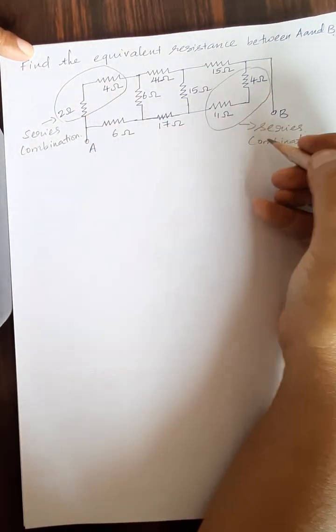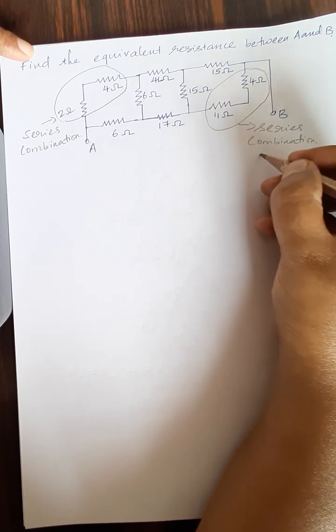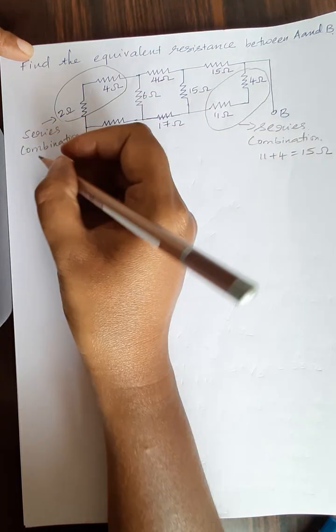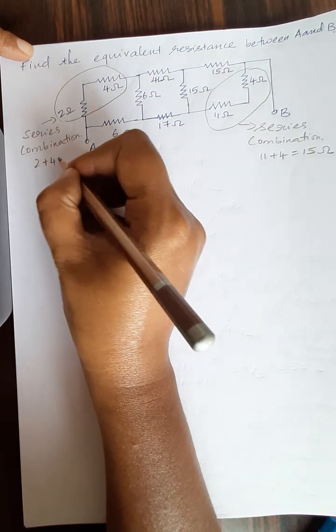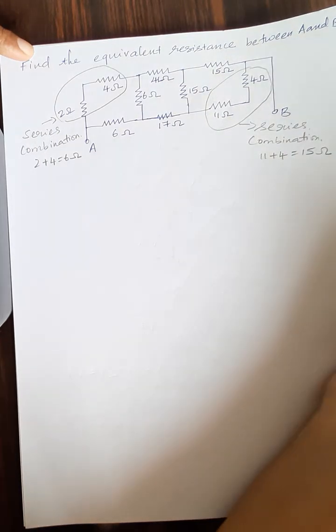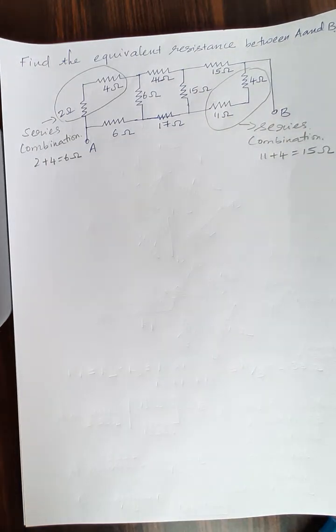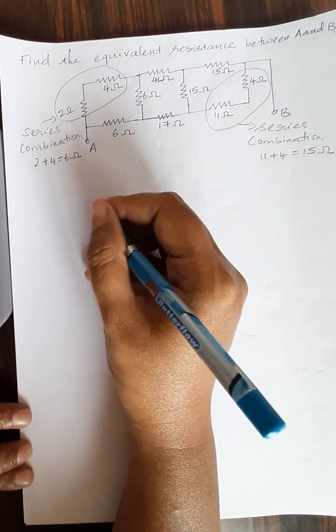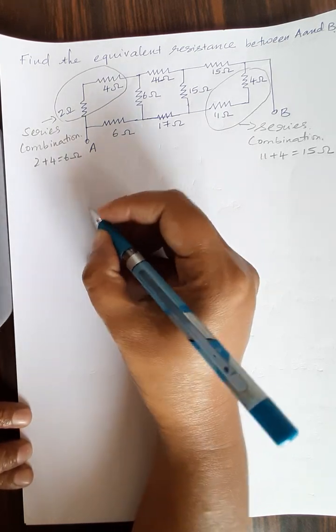So in series you need to add the two resistances. This will be 11 plus 4, which is nothing but 15 ohms, and here 2 plus 4, which is equal to 6 ohms. Now you redraw the circuit again. When you redraw the circuit will look like this.